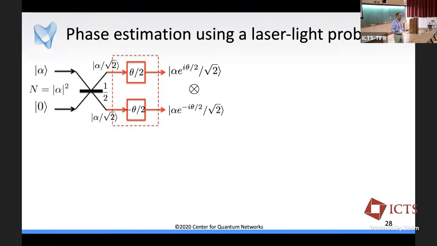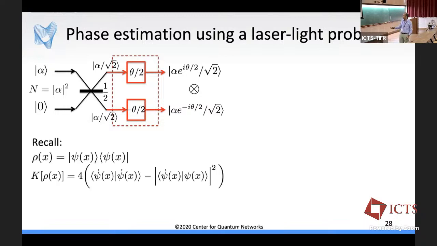So we've already learned the tools. So what will I do? I'll calculate the quantum Fisher information. And recall this formula that I wrote down. When your quantum state that carries theta, theta is same as x. x is that unknown parameter, so that's theta here. When rho of x is a pure state, I can evaluate this simple expression for the quantum Fisher information. How would you go about doing this calculation?